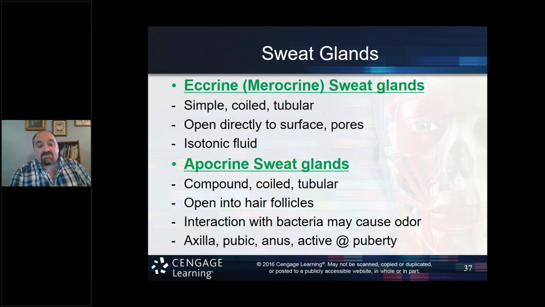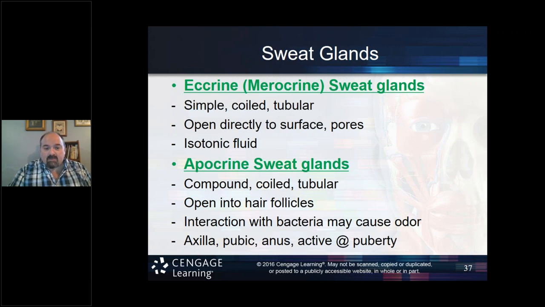There are different types of sweat glands. Know that at puberty, apocrine sweat glands are very important. They're present in the axilla and the pubic area, as well as the anus, and they're active at puberty. So do you see the AP: apocrine, axilla, pubic, active, puberty? You see how that helps you think about apocrine sweat glands. They're active at puberty and present primarily in the armpits, the axilla, and pubic regions.